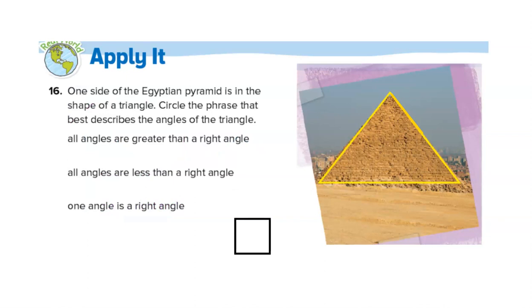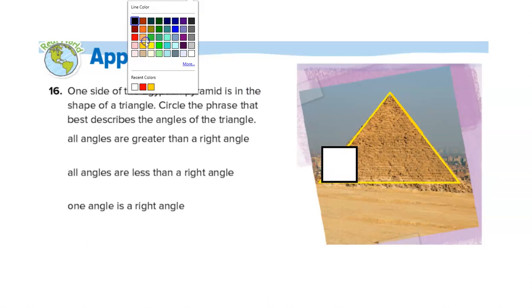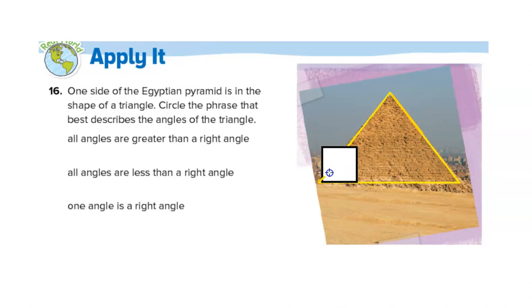Let's look at this pyramid. We needed to figure out if all angles are greater than a right angle, all angles are less than a right angle, or one angle is a right angle. We're going to use this square to figure it out. So this one is less than a right angle because the line for the triangle goes this way. So that's less than a right angle.